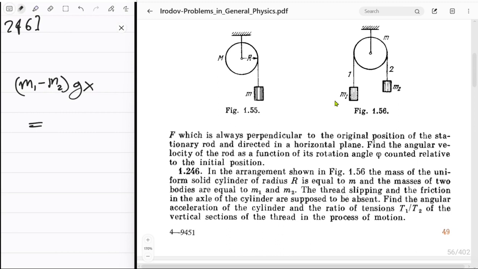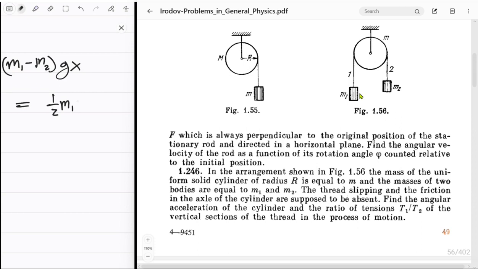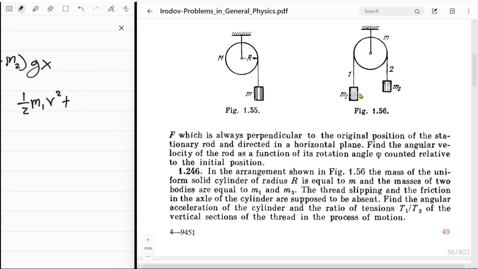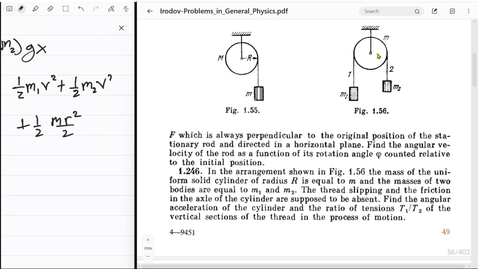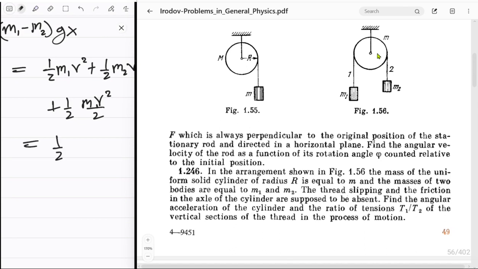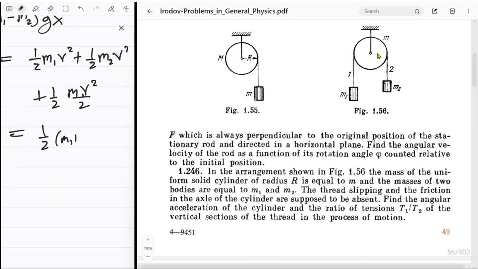So let's do the thing. (m1 minus m2) times g times x is equal to the energy of this whole thing. So you got half m1 v squared plus half m2 v squared, and then this guy. You got v upon R as the angular velocity, and then half the inertia of this thing, which is m R squared upon 2, times (v upon R) squared. This is going to be m v squared upon 4, right? It's just equal to half (m1 plus m2 plus m upon 2) times v squared.